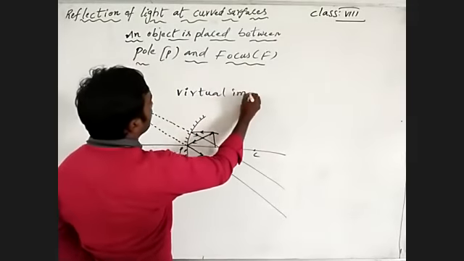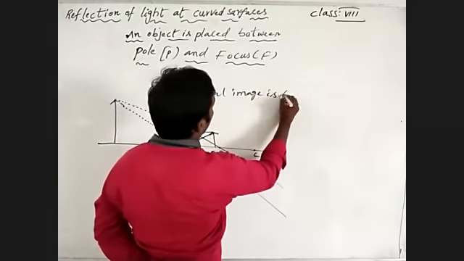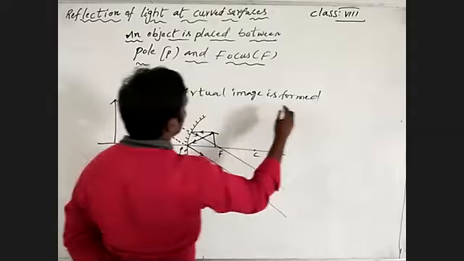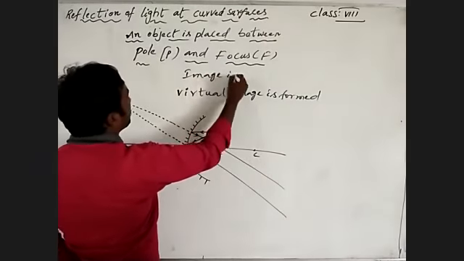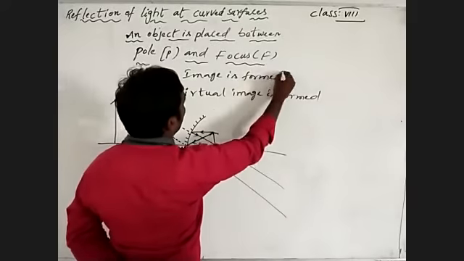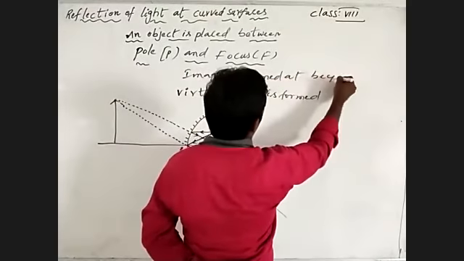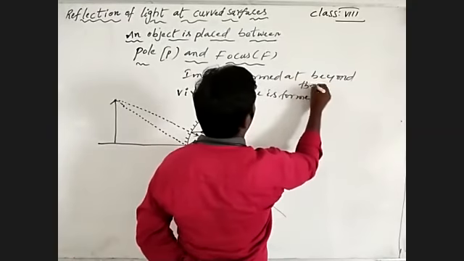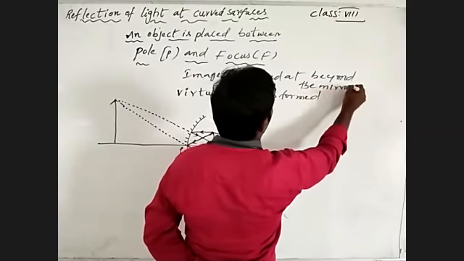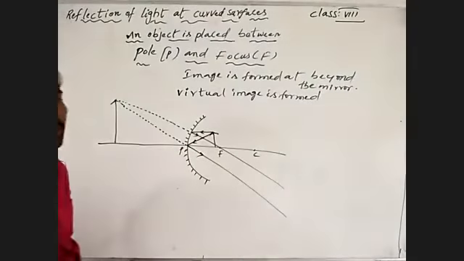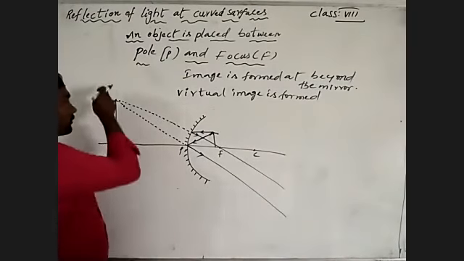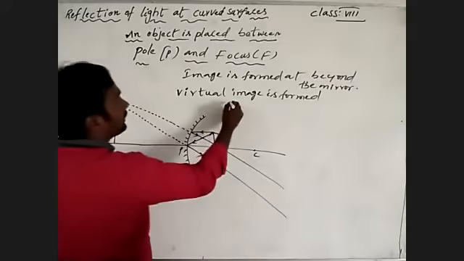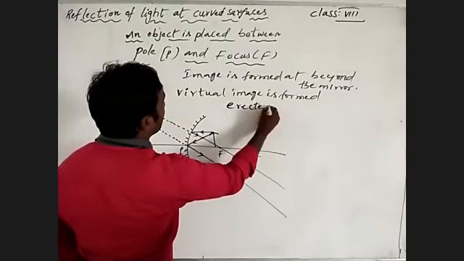Virtual image is formed. And where is the image formed? The image is formed beyond the mirror. Virtual image formed, and beyond the mirror. And what type of image is formed? Reversed? No. It is an erect image.